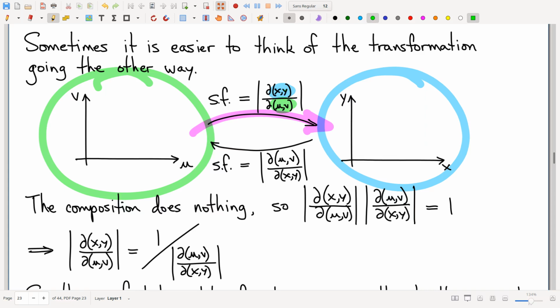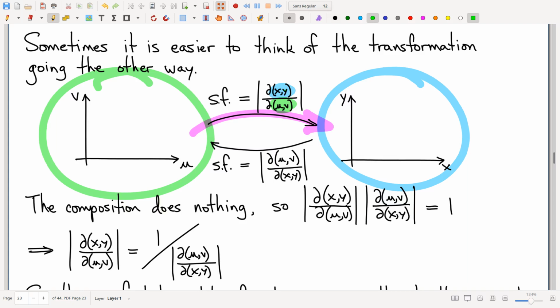So why is it xy with respect to uv? Is it because of like alphabetical order or something? No, of course not. Is it because we always go left to right or something? No, we just tend to write things that way, but you don't have to. The point is the partials of the outputs with respect to the inputs.